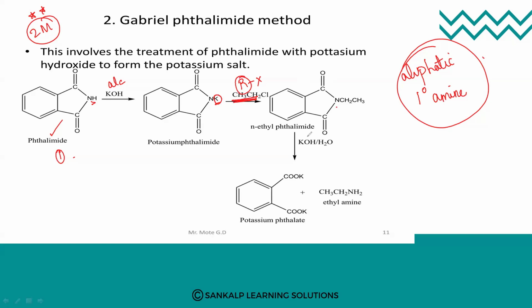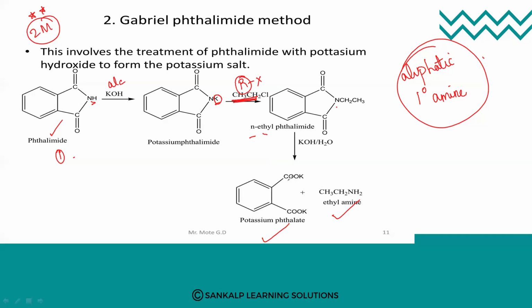Now we are going to get an N-alkyl phthalimide. So here we have got N-ethyl phthalimide. Then we are going to heat it. We are going to do hydrolysis in the presence of KOH, and we are going to get a primary amine, and we are going to get potassium phthalate. So this is the Gabriel phthalimide synthesis.